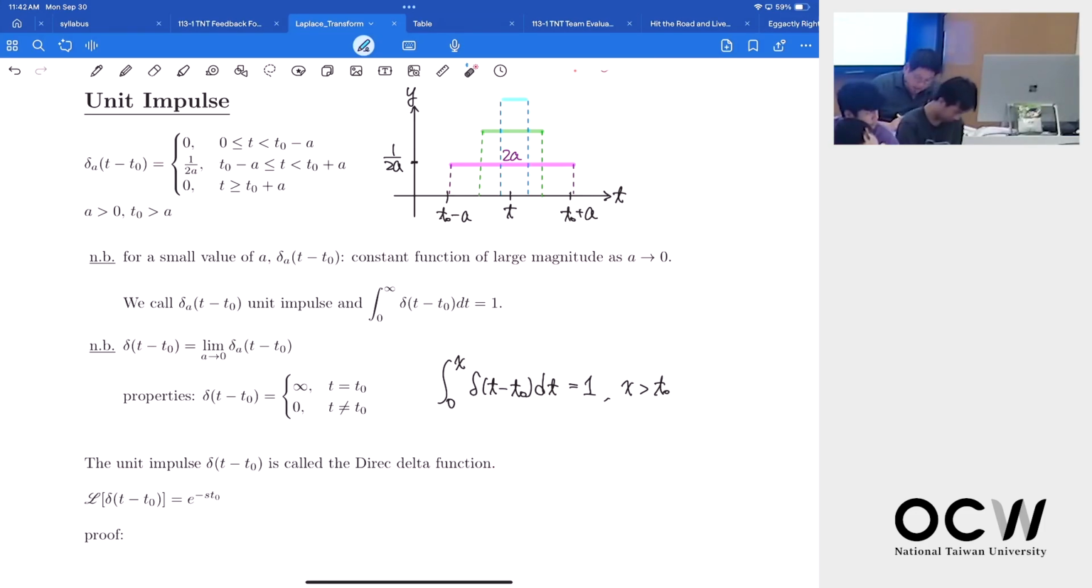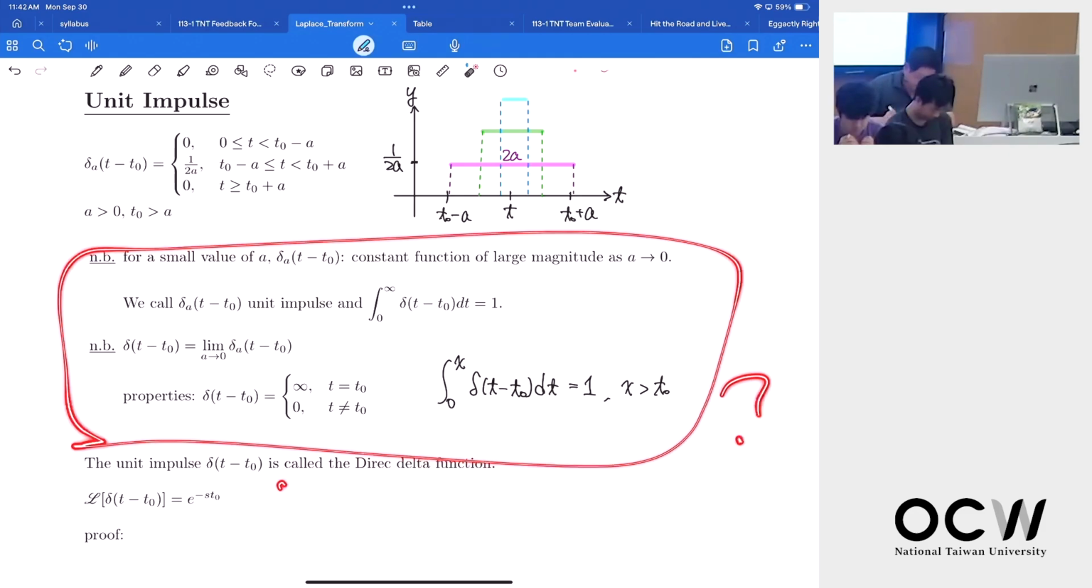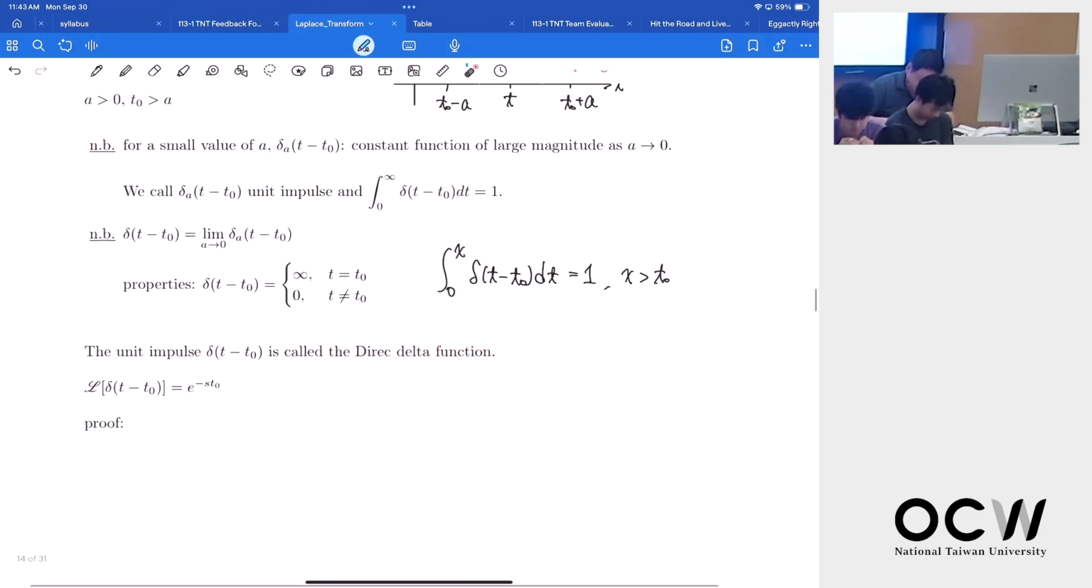If you take the Laplace transform, then this Dirac delta function is e to the minus s times t naught. Why? Here's the proof.